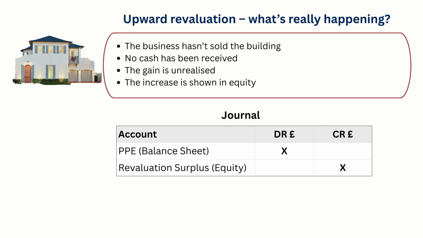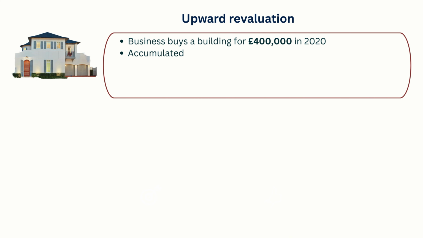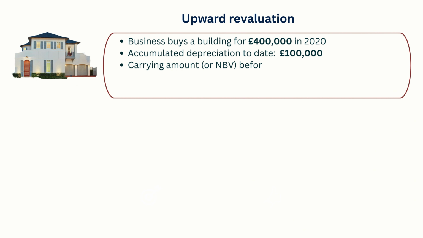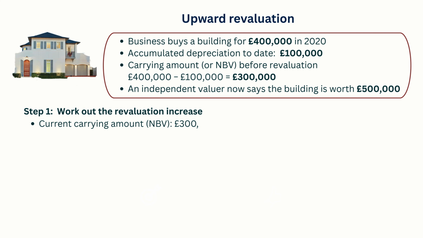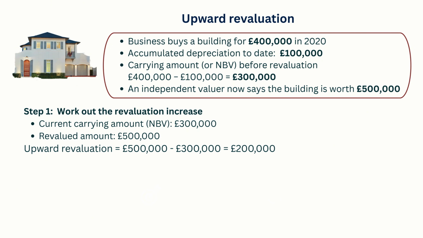Let's see how upward revaluation works in practice. A business bought a building years ago for $400,000. Accumulated depreciation to date is $100,000. Carrying amount or net book value before revaluation is $400,000 minus $100,000 equals $300,000. An independent valuer now says the building is worth $500,000. Step 1. We work out the revaluation increase. Current carrying amount is $300,000, revalued amount is $500,000, upward revaluation is $200,000.